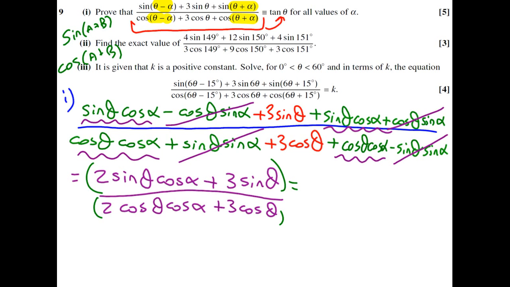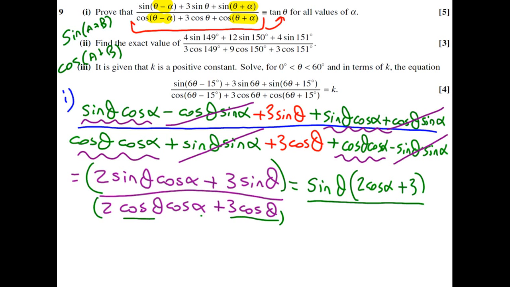So on the top we can factorize out sine theta, which gives us in the bracket 2 cos alpha plus 3. And on the denominator we need to factorize. We can factorize out not cos alpha, cos theta. So factorize out cos theta, and you get on the bottom 2 cos alpha plus 3.